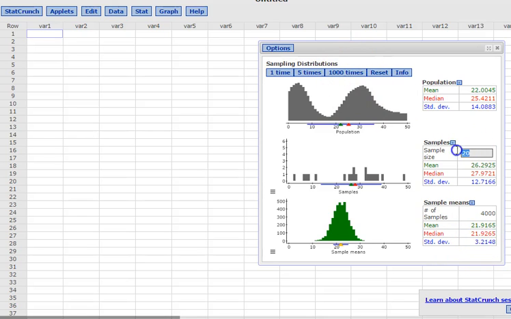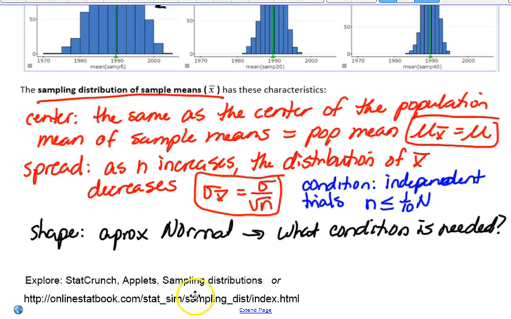Let's do one larger sample now. Let's do 30. Okay, now I see a sampling distribution that looks more and more like a normal model. So it turns out that as my sample size is getting bigger, it doesn't matter what the shape of the original population is, my distribution of sample means starts to look like a normal model. That result is called the central limit theorem.